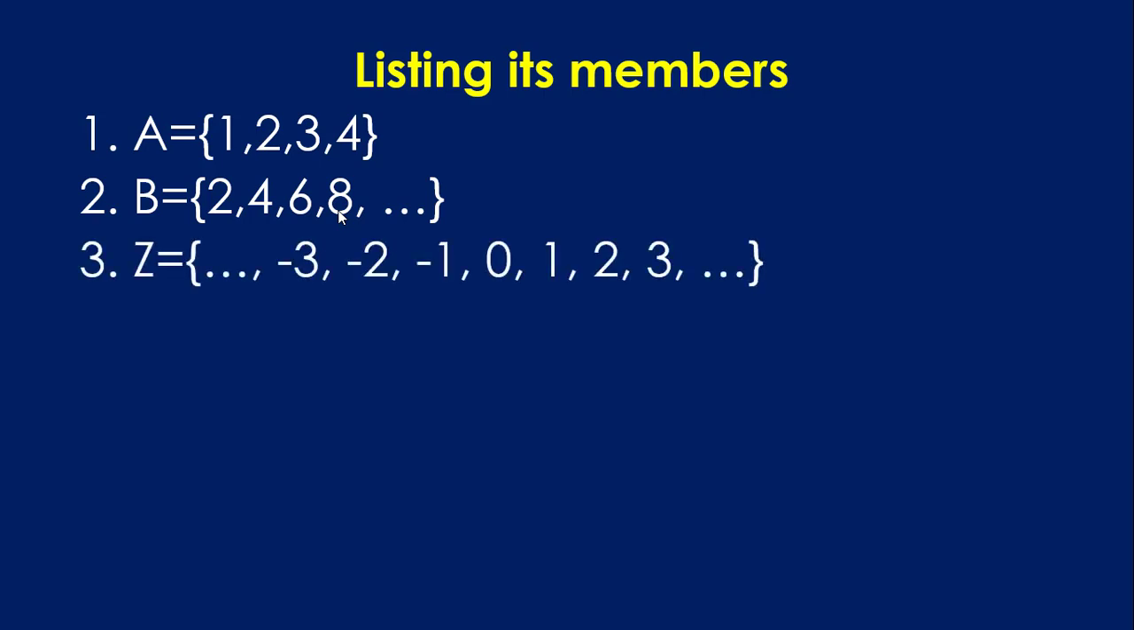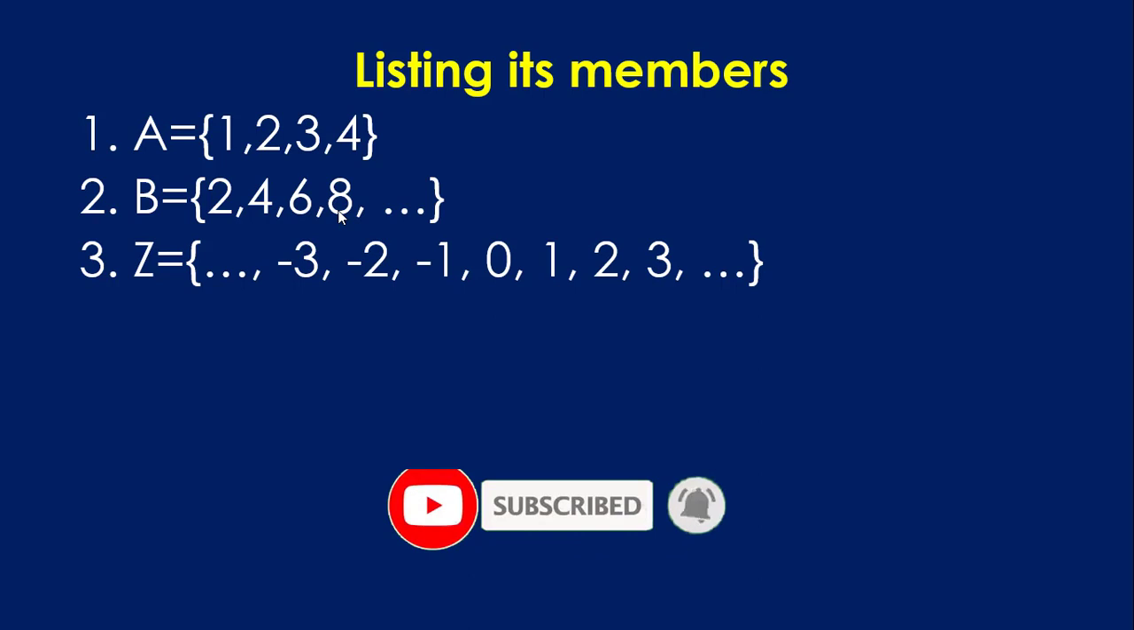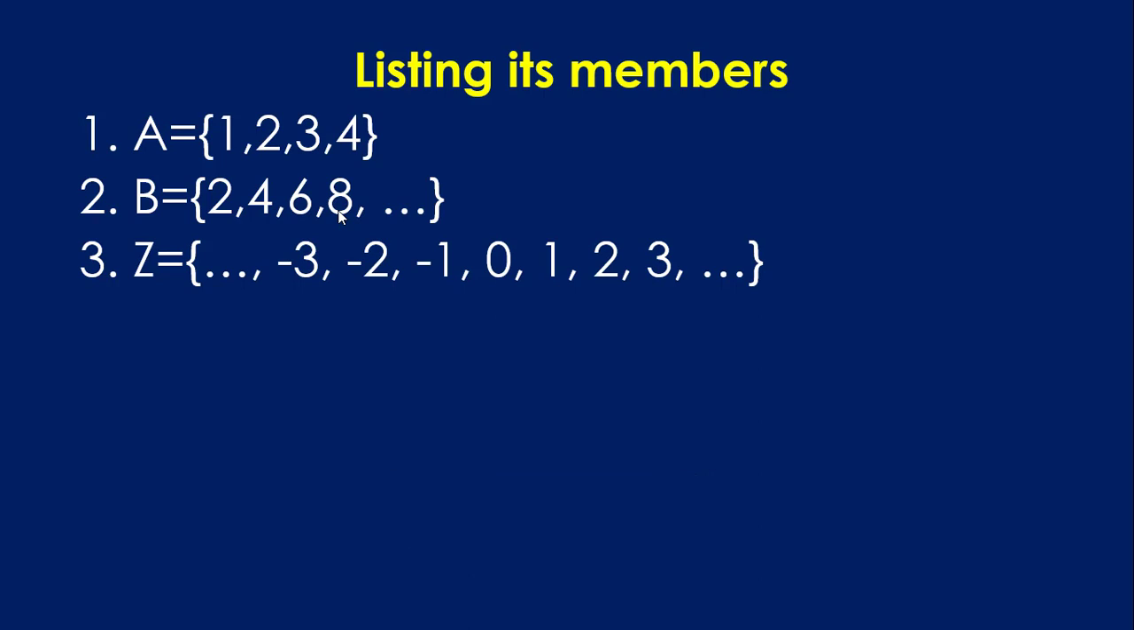Let's look at number 3. Z is equal to {..., -3, -2, -1, 0, 1, 2, 3, ...}, and so on and so forth, represented with another set of ellipsis points. As you already know, the symbol Z represents integers. So we can use the ellipsis points to begin the listing process and of course to end the listing process. This simply indicates that in both the negative and positive direction, we still have endless elements. Remember, integers extend from negative infinity to positive infinity.